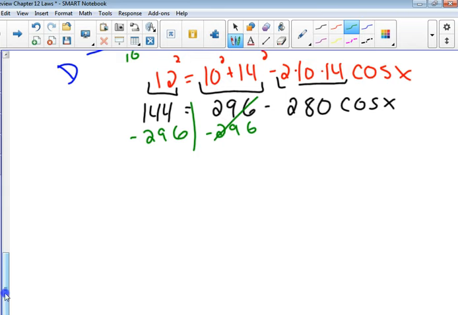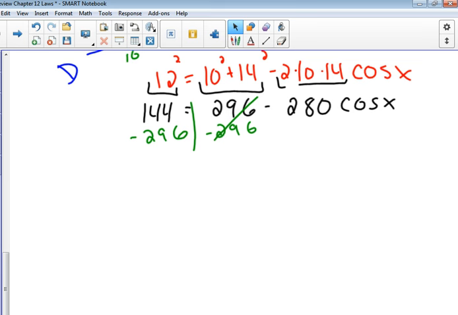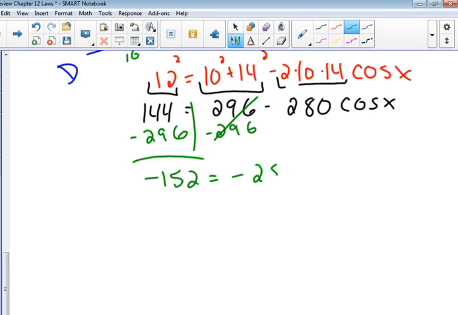So 144 minus your 296. And jump. What did you get, Andrew? Negative 152 equals negative 280. And then again here, how do you separate? By the negative, right? Good job.